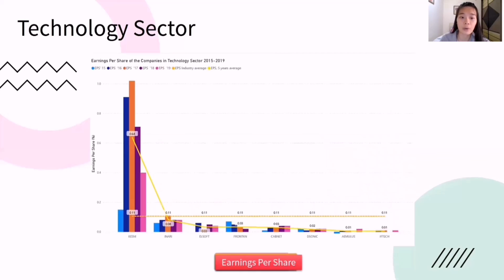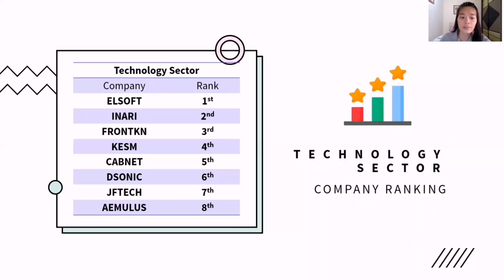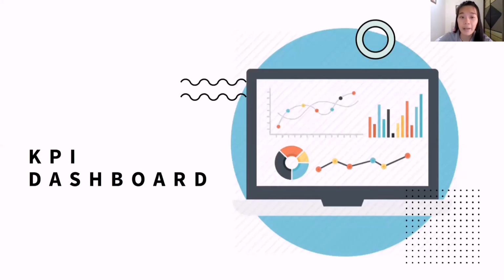Earnings per share is 0.11. From the result displayed, KESM has the highest earnings per share compared to the peer group. It means that KESM is more valuable, while MLS and Jeff Technology have the lower, negative ratios among these competitors. Therefore, from the research findings, we can conclude the ranking of the companies' performance in the technology sector as shown in this table. My research findings also included a KPI dashboard.